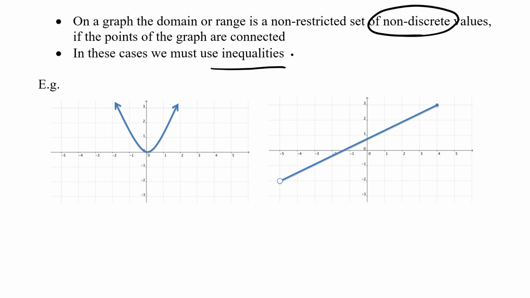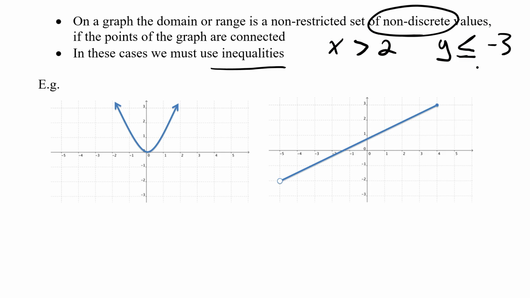So think back to grade 9, what's an inequality? Well, inequality is stuff like this. X is greater than 2. Y is less than or equal to -3. So in inequality, we've got our greater than, our less than, our equal to signs. This will allow us to do the domain and range for lines.